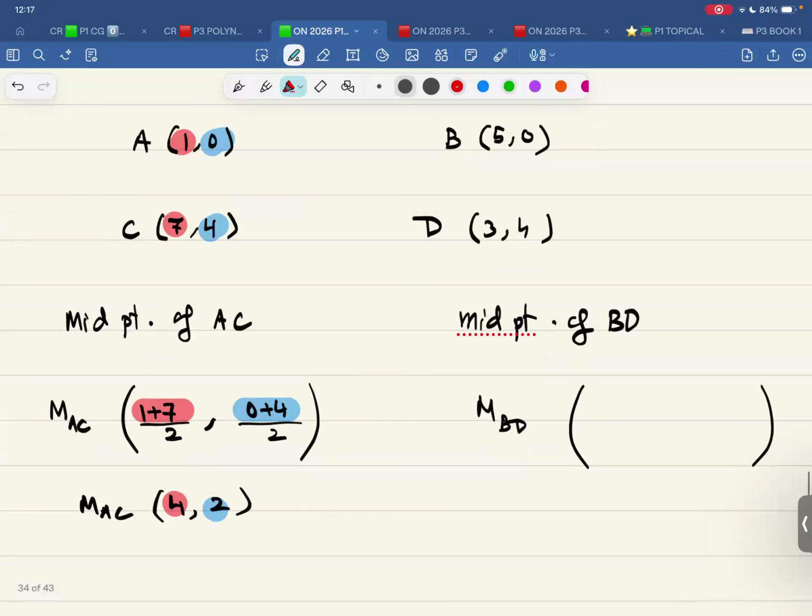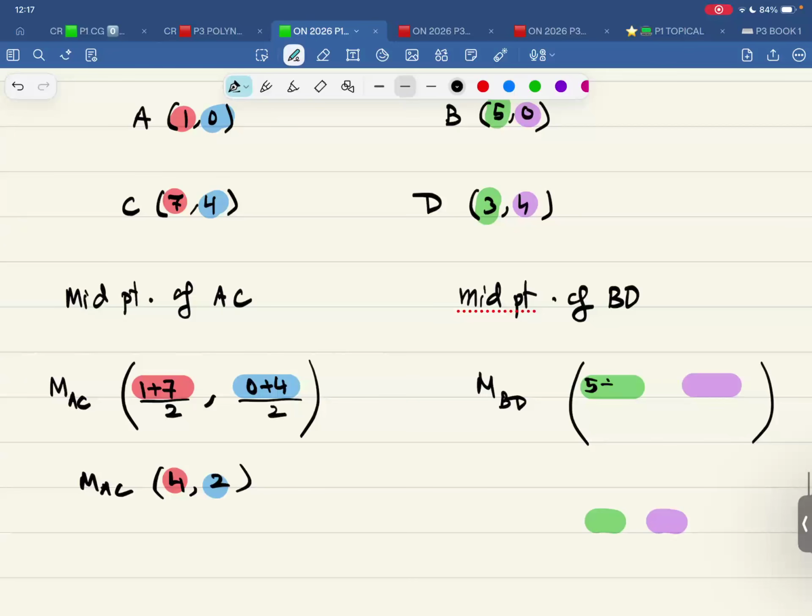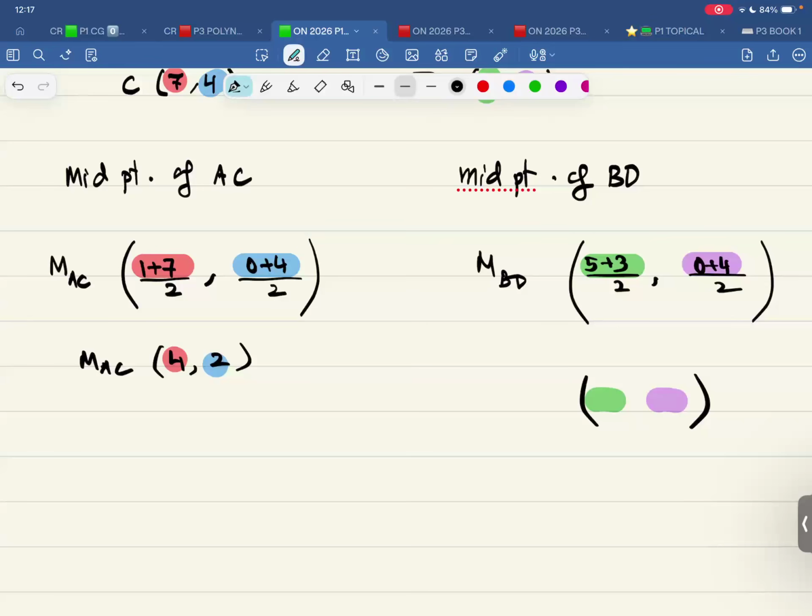Now let me take the x coordinates, take the average. Let me take the y coordinates, take the average, and write it over here. So this is 5 plus 3 divided by 2. This is 0 plus 4 divided by 2. This comes out to be the same thing. That is 4, comma 2. That is the midpoint of BD.